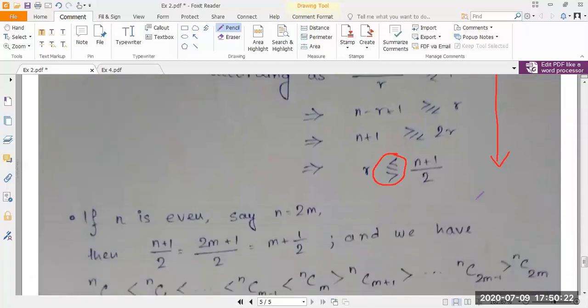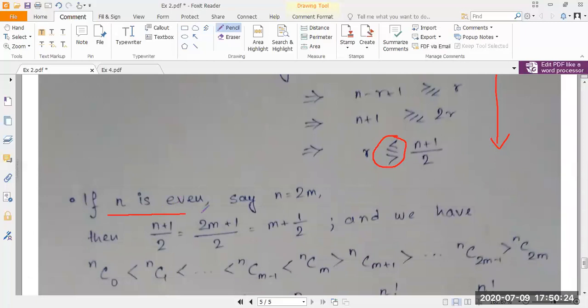Now, let's say we have a situation where n is even, say n equal to 2m. This 2m denotes the fact that n is an even integer. Now, if n equal to 2m, then n plus 1 by 2 is equal to 2m plus 1 by 2, which again boils down to m plus half. Why I found this is, this n plus 1 by 2 is essentially from this portion. So now the relation boils down between r and m plus half.